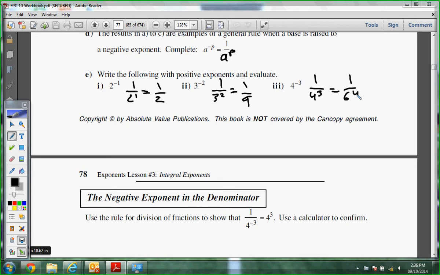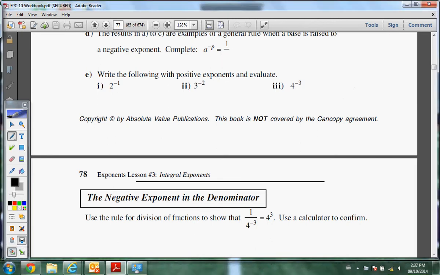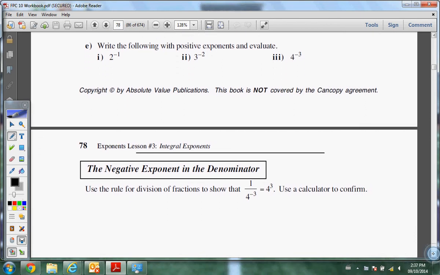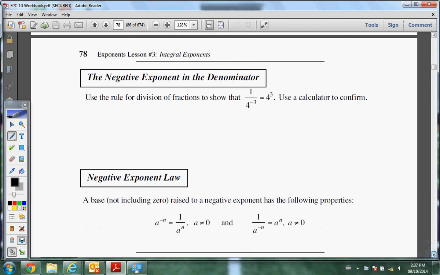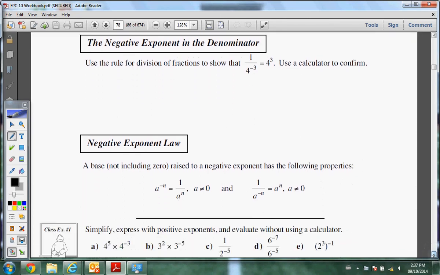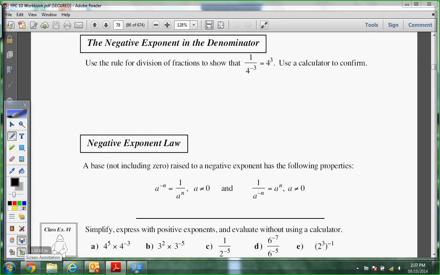All right. So now we're talking about the negative exponent in the denominator. This is why I said you can't say the negative goes on the top or bottom. It matters where it's at to start. So use the rule for division of fractions to show that 1 over 4 to the negative 3 is actually 4 cubed. Stop the clicking. So we have 1 over 4 to the negative 3.